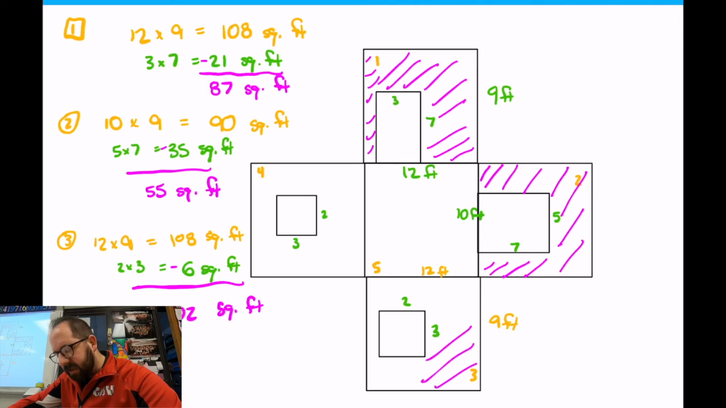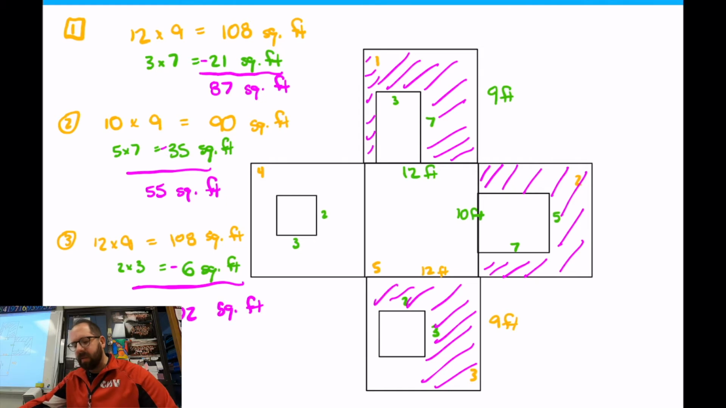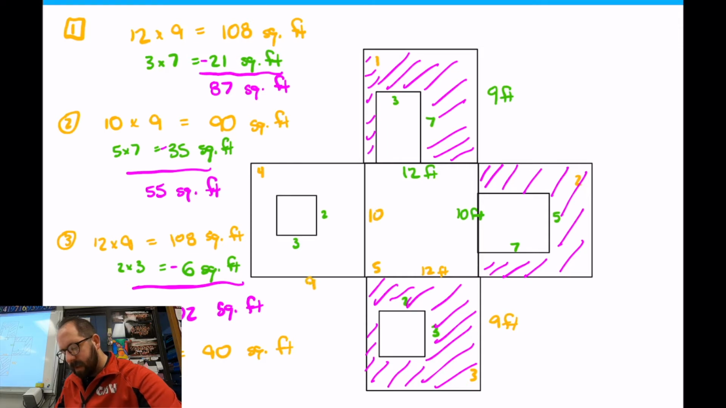Now, it is different for the next wall, so don't assume that the next wall will be 102, because that wall has a different dimension. Here is that wall. That was 102, taking out that window. And now the next one, the fourth wall, 10 times 9. That's 90 square feet.